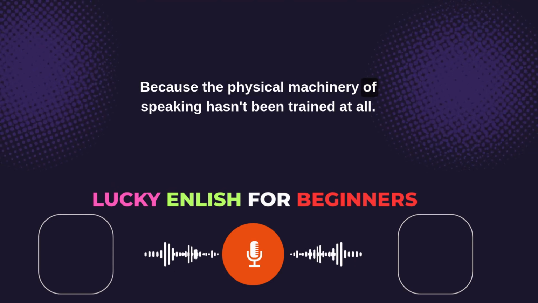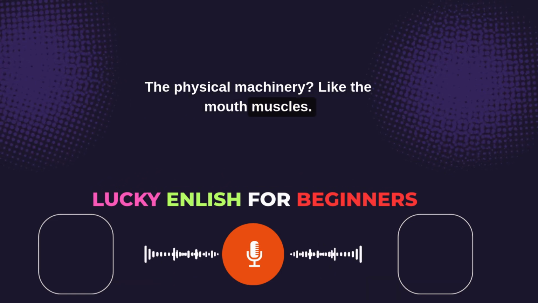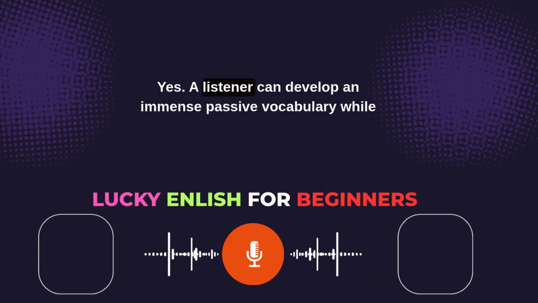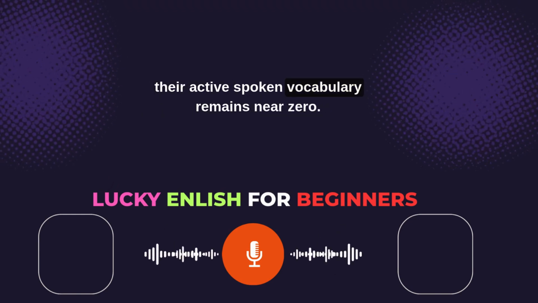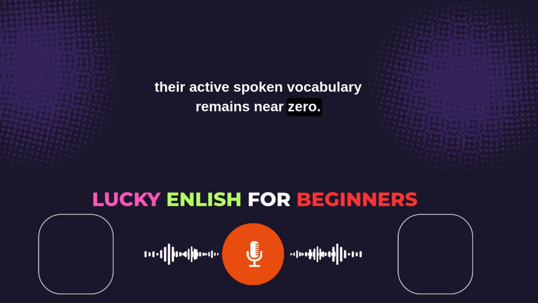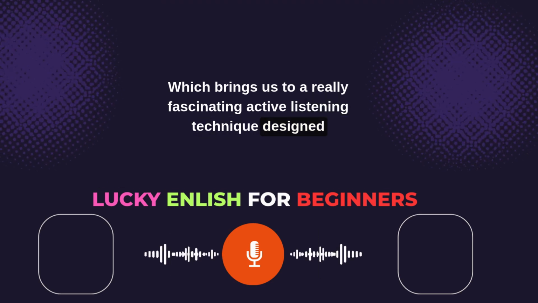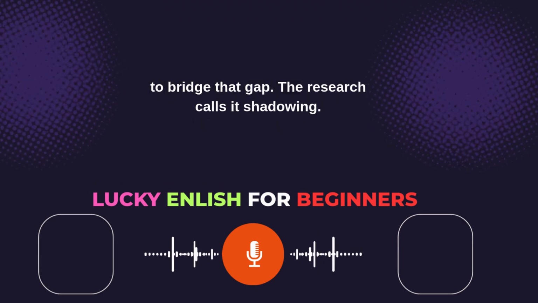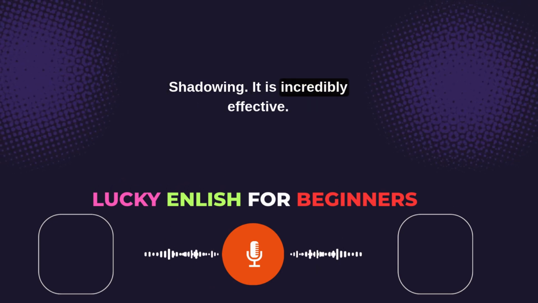Because the physical machinery of speaking hasn't been trained at all. The physical machinery, like the mouth muscles. Yes. A listener can develop an immense passive vocabulary while their active spoken vocabulary remains near zero. Which brings us to a really fascinating active listening technique designed to bridge that gap. The research calls it shadowing. Shadowing. It is incredibly effective.